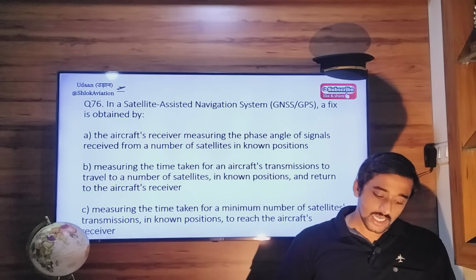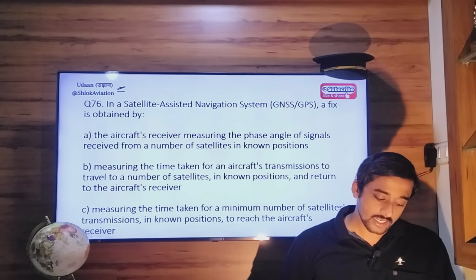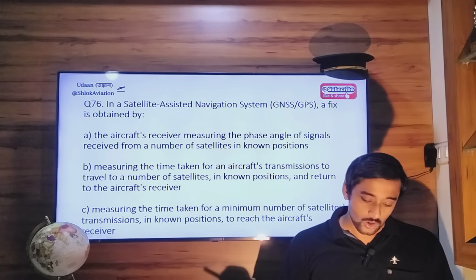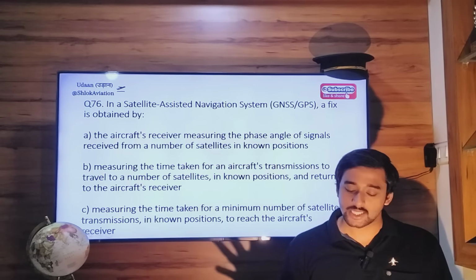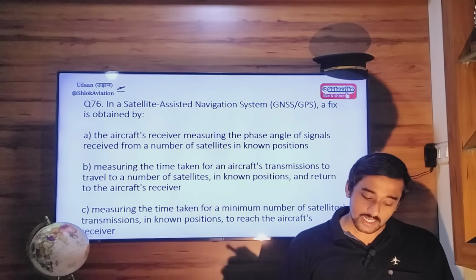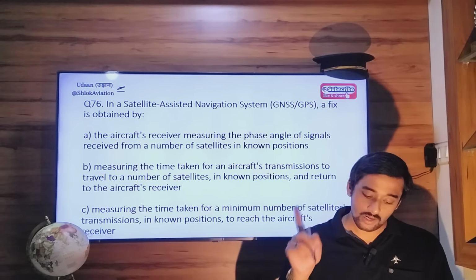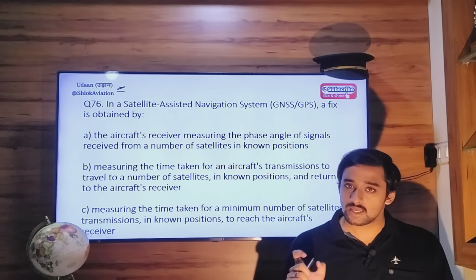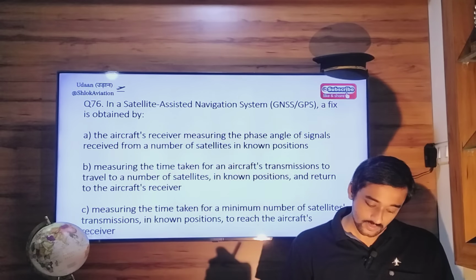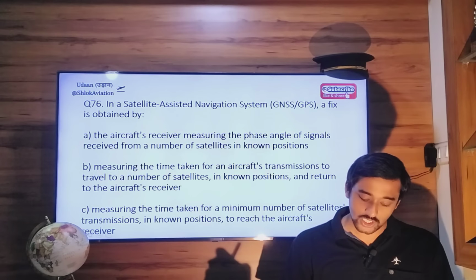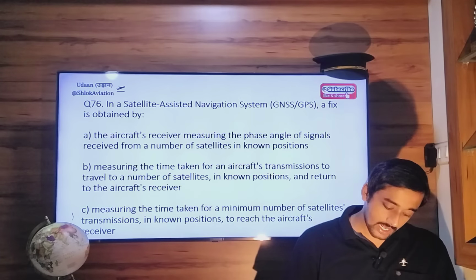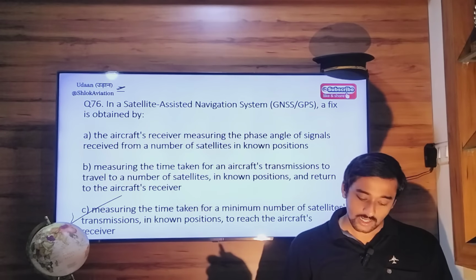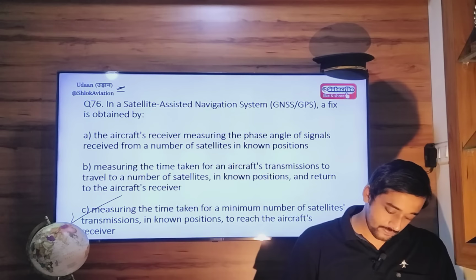Next, in a satellite assisted nav system, a fix is obtained by the aircraft's receiver measuring the phase angle of signals received from a number of satellites in known positions, measuring the time taken for aircraft transmissions to travel to satellites and return to the aircraft, or measuring the time taken for a minimum number of satellites' transmissions in known positions to reach the aircraft receiver. So the correct answer is option Charlie. The time taken for a minimum number of satellites' transmissions to reach the aircraft receiver.